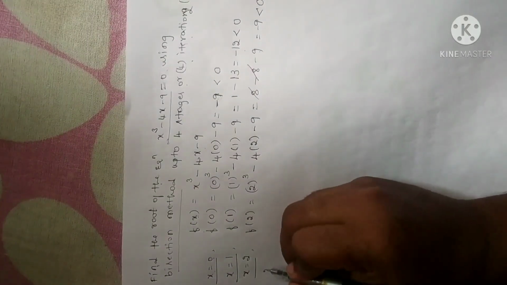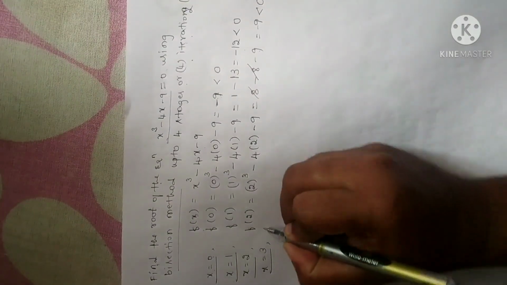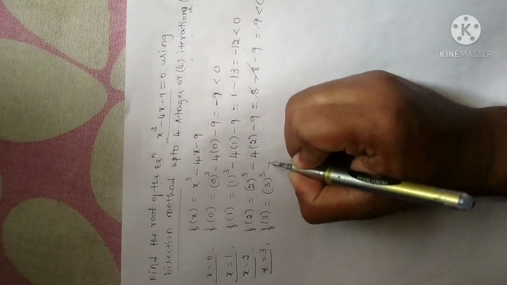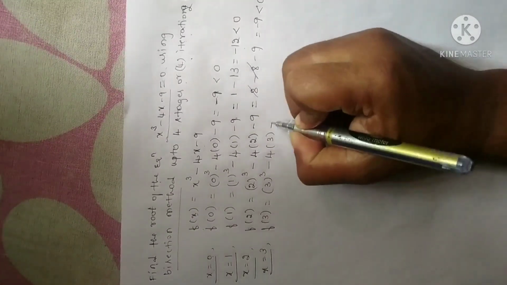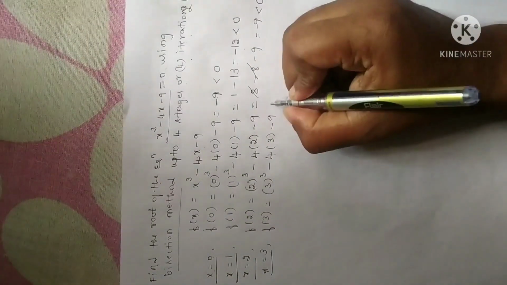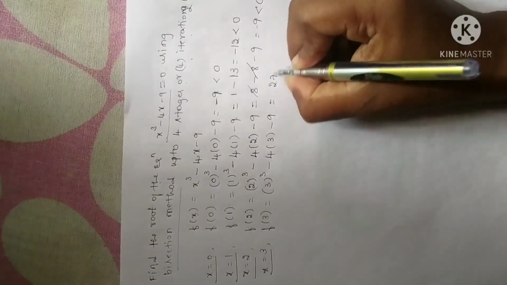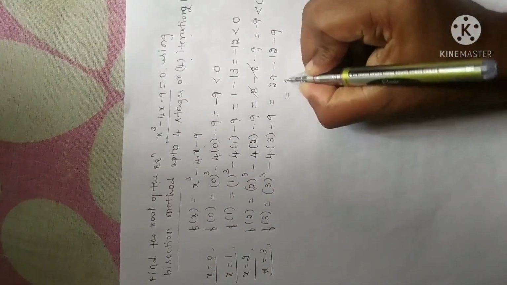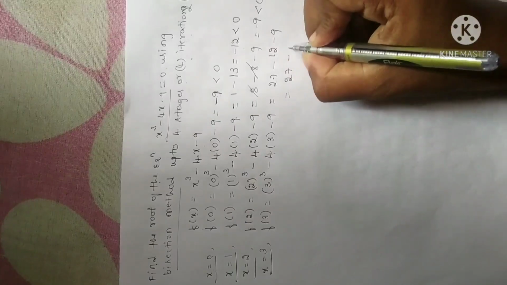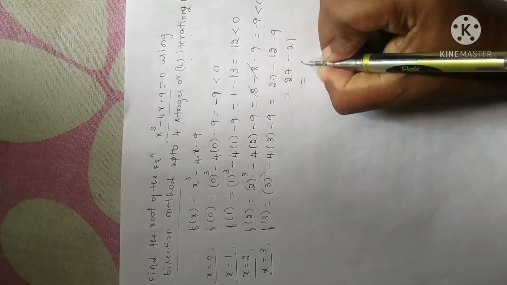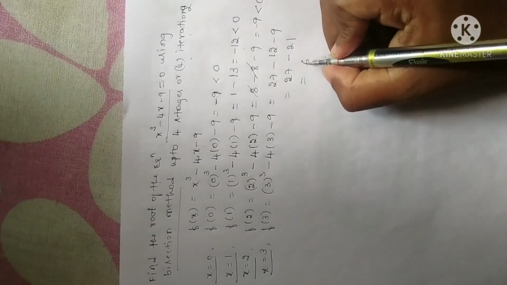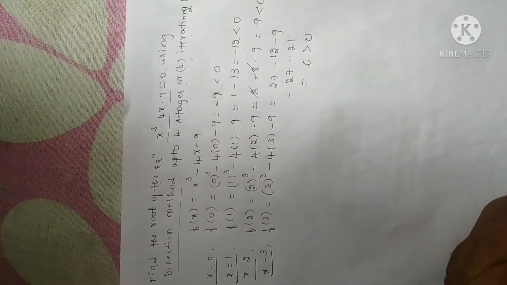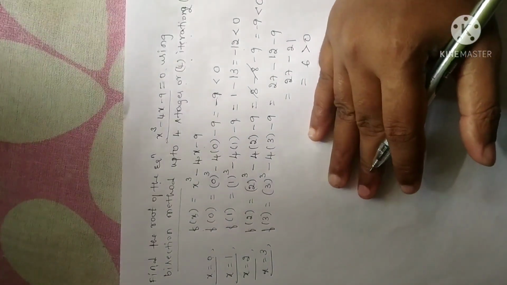Next go for the next value. Let me give x as 3. So you will get f of 3 is equal to 3 cube minus 4 into 3 minus 9. Fine. 3 cube is 27, minus 4 threes are 12, minus 9. So after simplification you will get 27 minus 21 is equal to 6. Since you have 6, a positive sign, I can write it as greater than 0. So I can stop here itself.